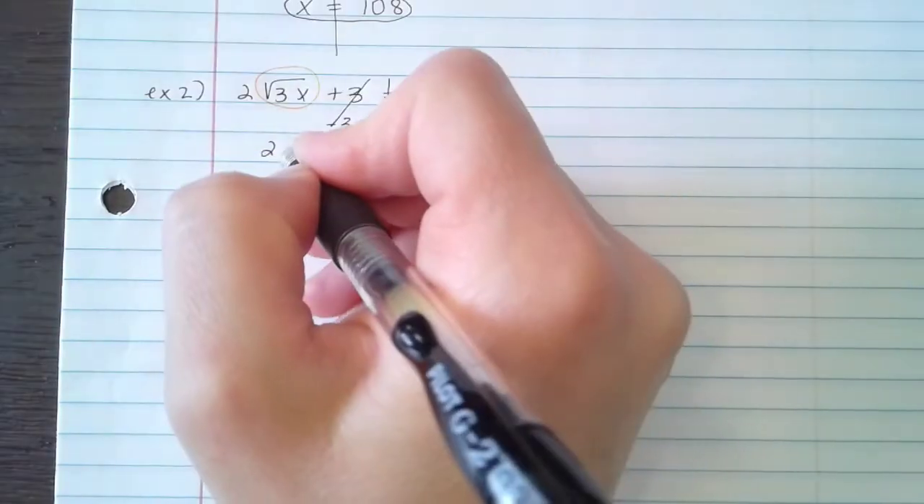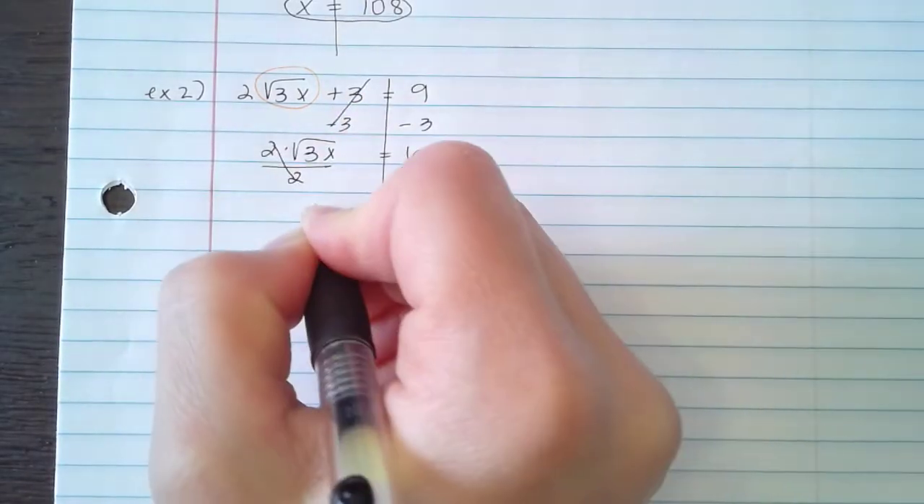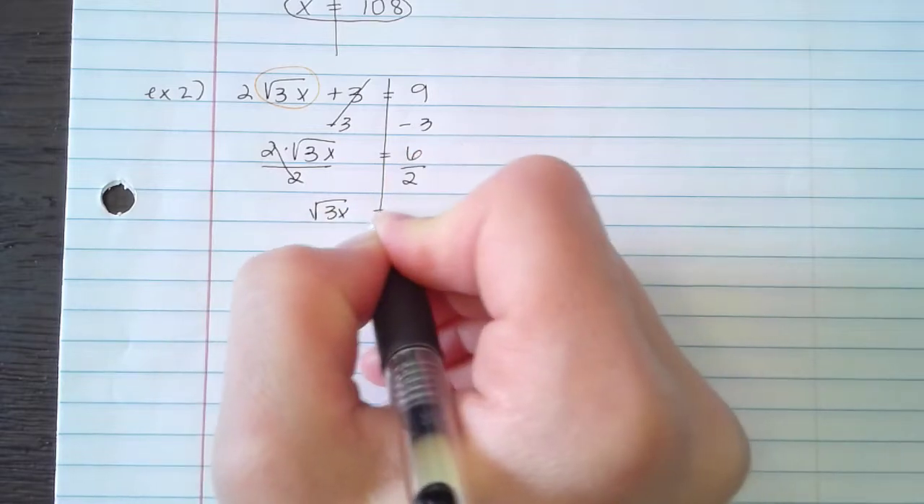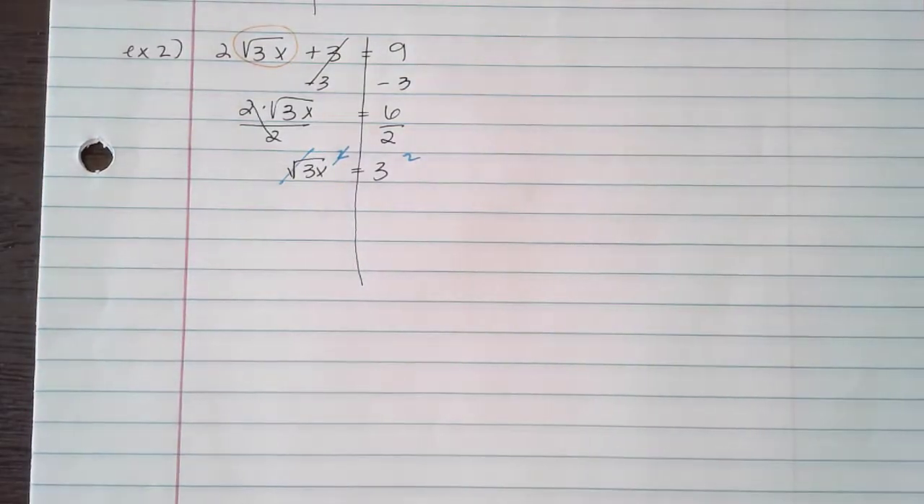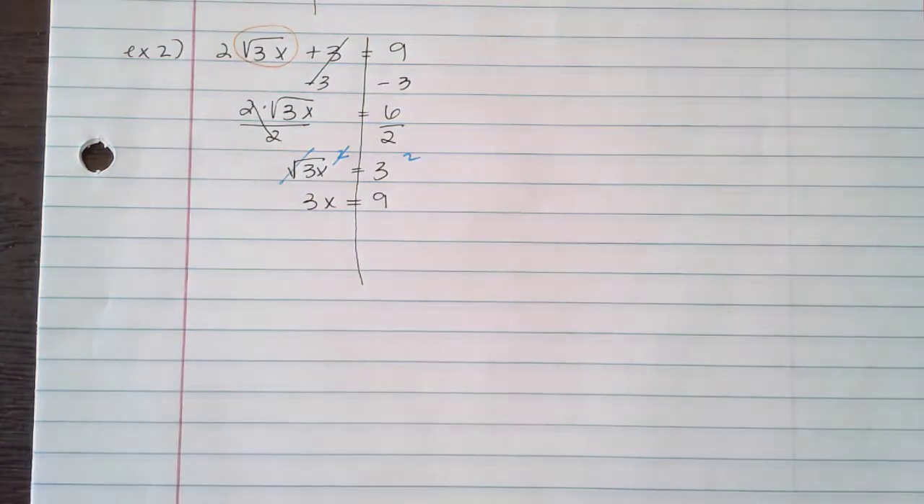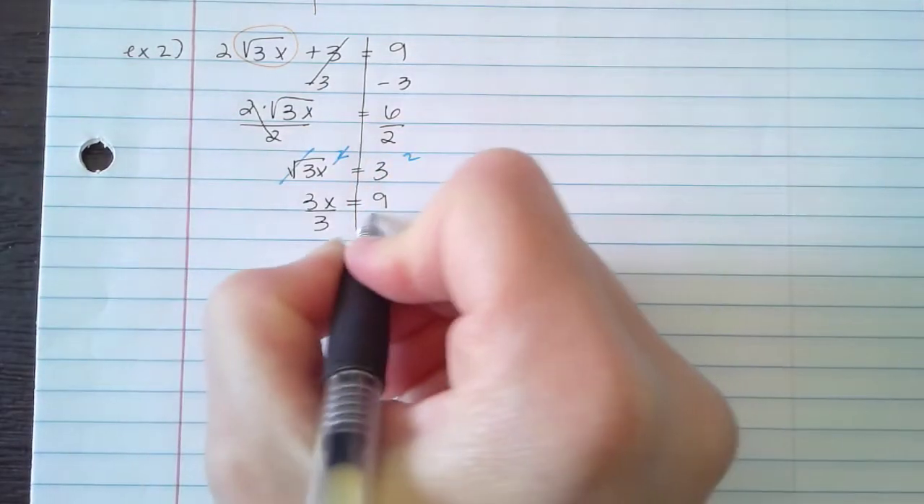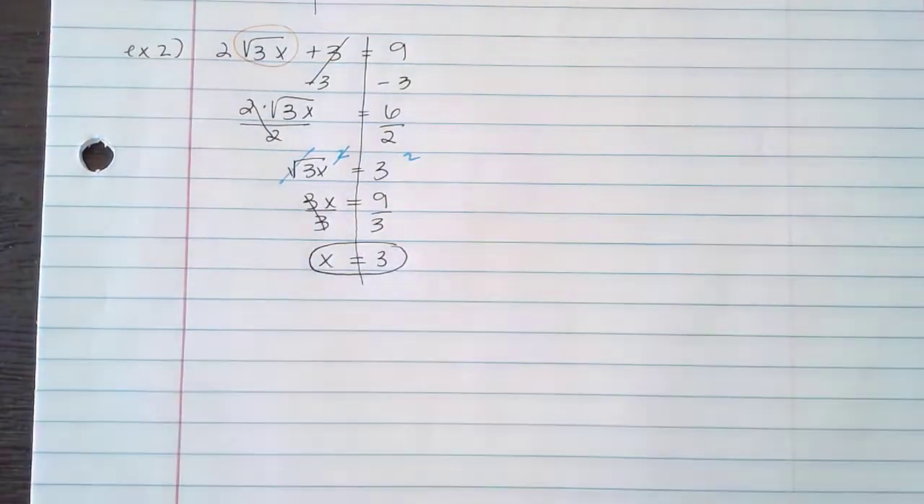Okay, we're almost done. 2 is being multiplied by the square root of 3x. So I'm going to divide by 2. Square root of 3x is equal to 3. And my first step is done. I got the square root all by itself. My second step is to square both sides, because that gets rid of or undoes the root. And then my last step is to solve like normal. So we're going to divide by 3. X is equal to 3. So sometimes the radical is not by itself and you need to do a little bit more work to do that first.